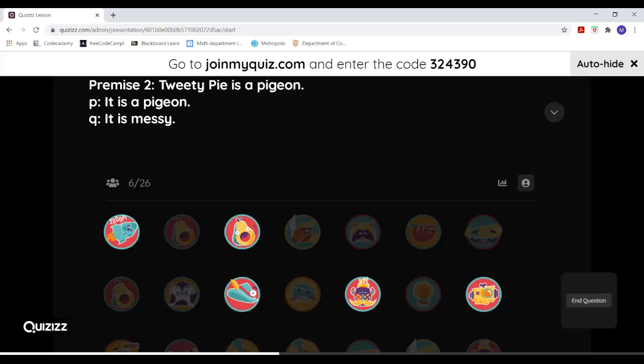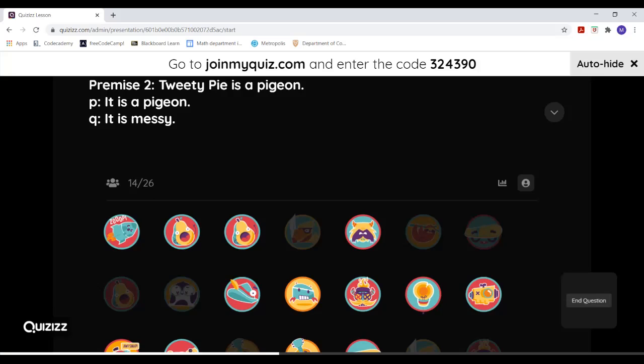So when it says Tweety Pie is a pigeon, the first thing I hope you ask yourself is, is that a P or Q? Am I talking about it being a pigeon or am I talking about it being messy? And then, am I confirming or denying it? If I'm confirming that it is a pigeon, I'm saying it is a pigeon. If I'm denying it, I'm saying it is not a pigeon. So if I'm confirming it, it's true. If I'm denying it, it's making it false, right?